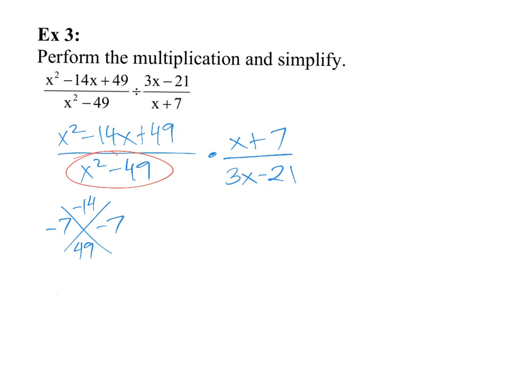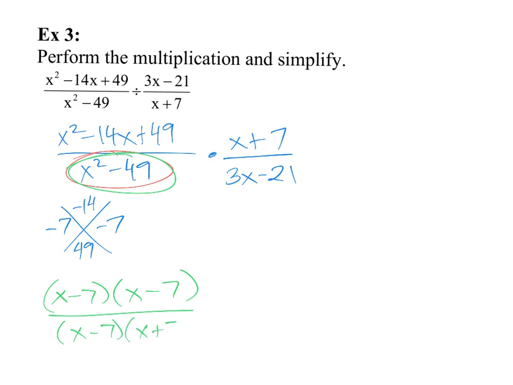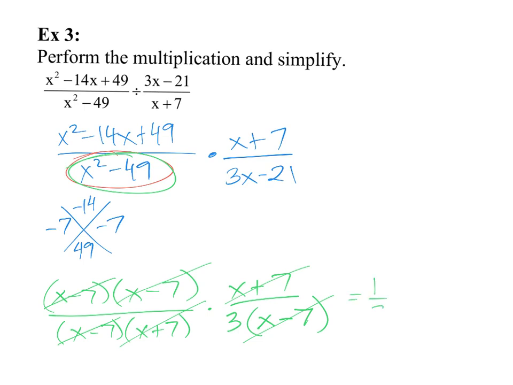So on the top I have x minus 7 times x minus 7. And this is a difference of squares. So I have x minus 7 times x plus 7. And then times x plus 7 over. Let's factor out the 3. X minus 7. All right, so x minus 7's cancel. X plus 7's cancel. X minus 7's cancel. And I'm left with 1/3.